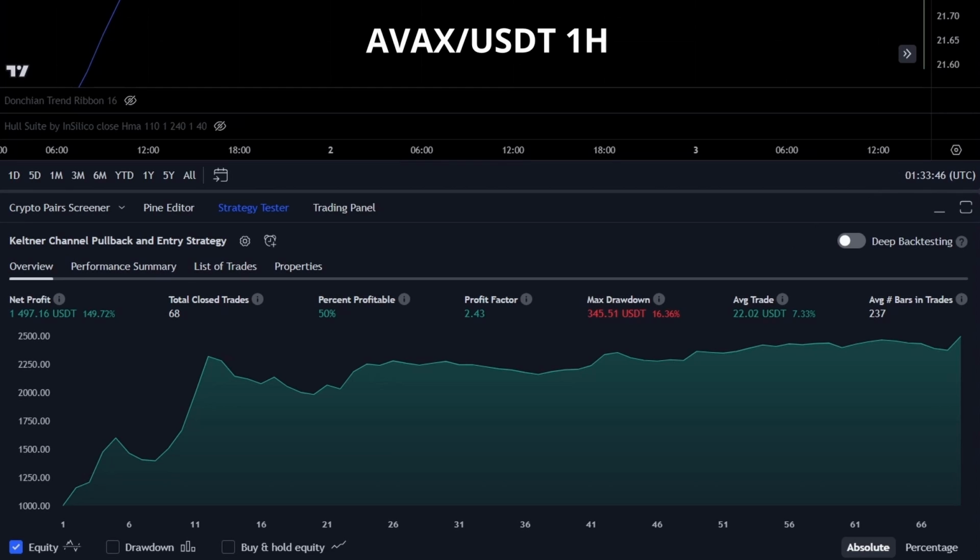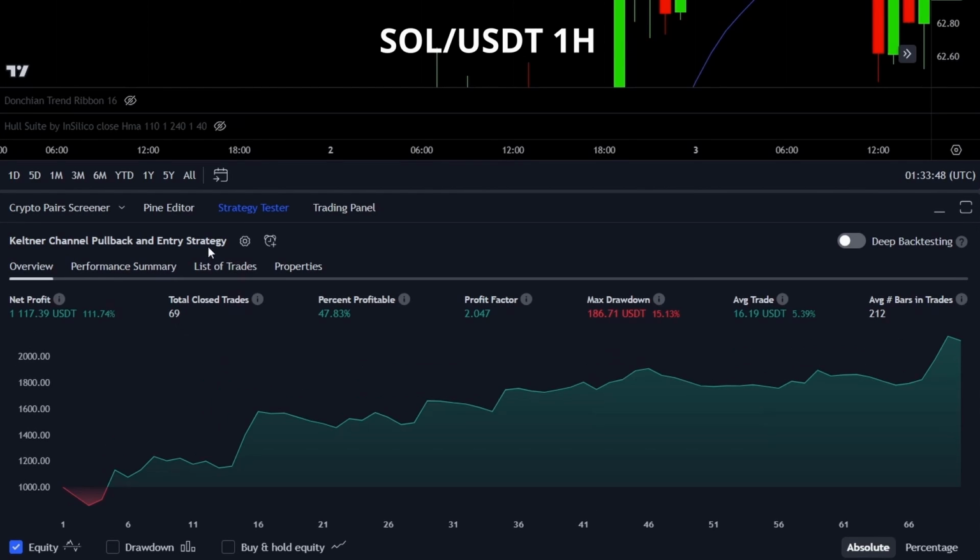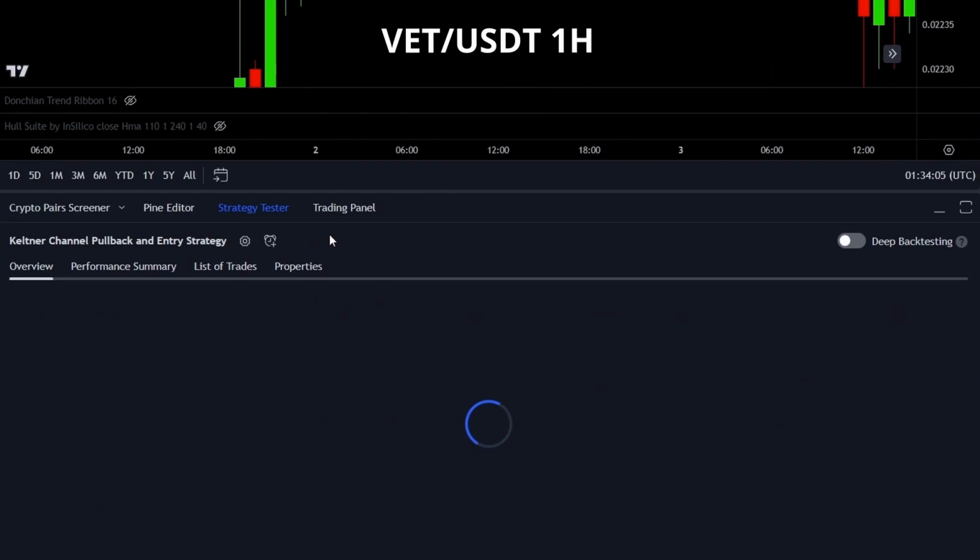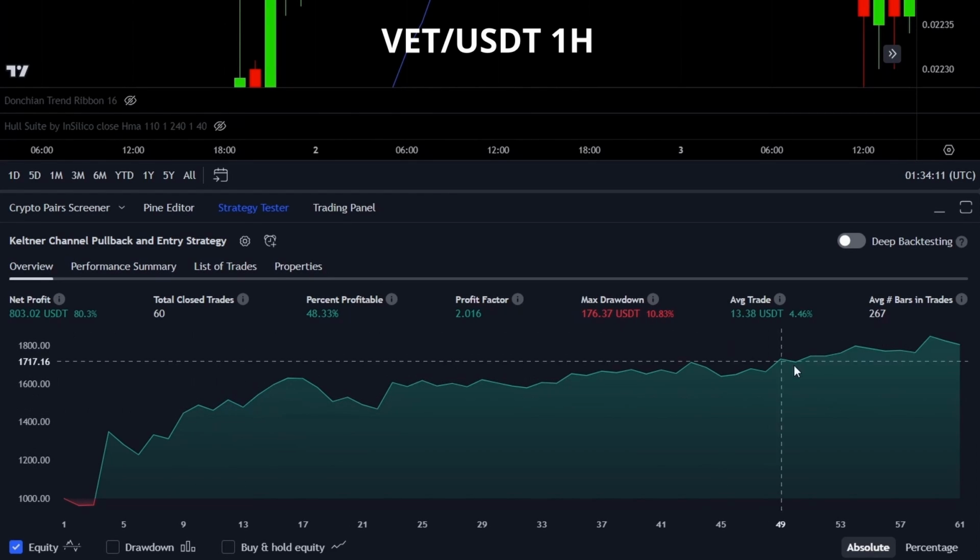Another great performer was SOL USDT: 69 trades, over 100% net profit, and 15% maximum drawdown. And the last one on the 1 hour chart was the VET USDT, this one. Again, very nice uptrending equity curve.